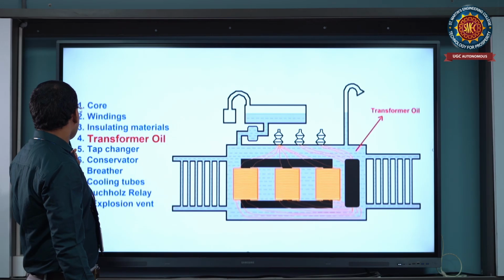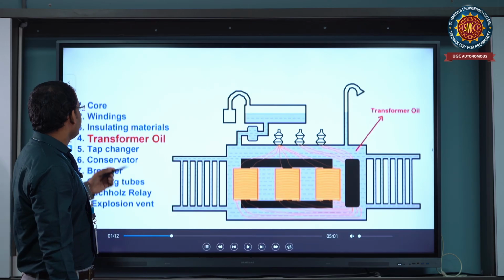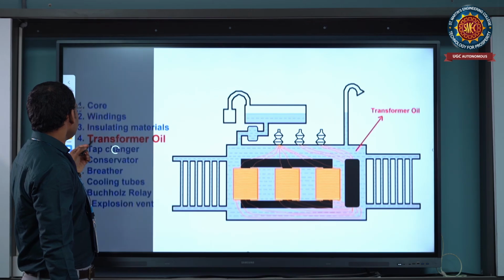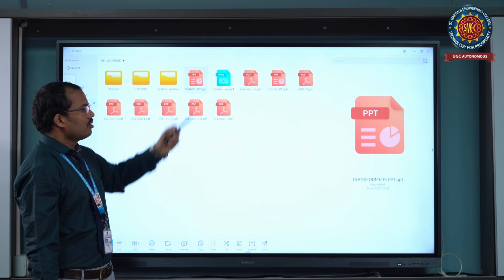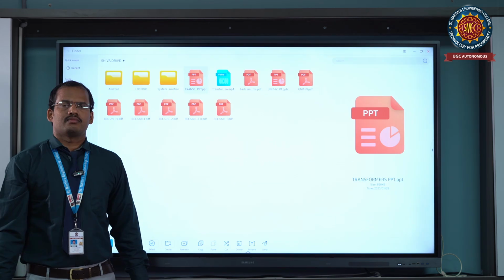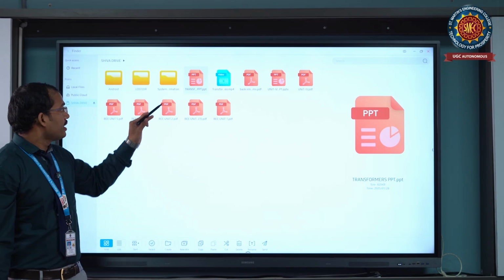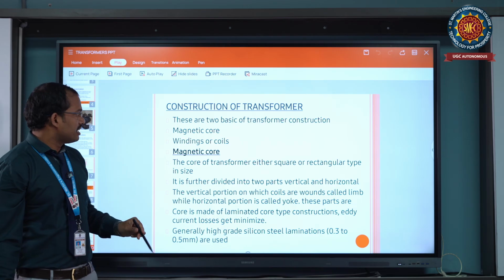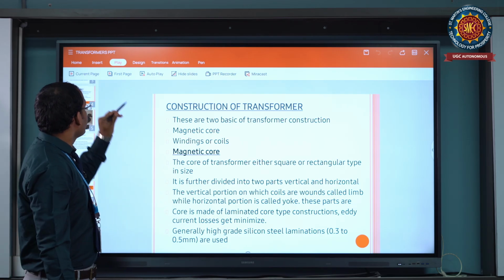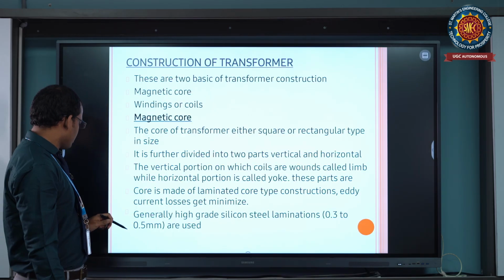And next one, we are going to the main types of the transformer. The main types of the transformer we discuss are the core type and shell type of transformer. So what is a core type transformer and what is a shell type transformer? We will discuss.